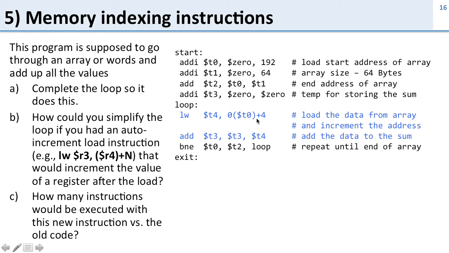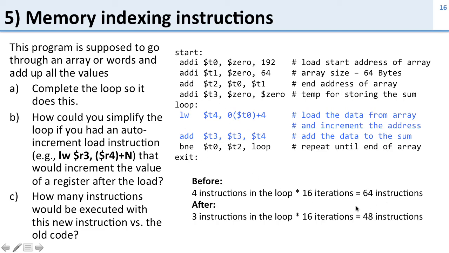Now the last question: how many instructions would be executed with the old one versus the new one? Here we have fewer instructions, so it should run faster. With the old code, we had 4 instructions in our loop, and the loop ran around 16 times, so it would be 64 instructions. In the new code, with the special instruction, we only have 3 instructions in our loop, so we're only going for 48 instructions. So it's 25% faster. And this is why people put in special instructions like this, because they can get a lot of speedups in very special places with them.